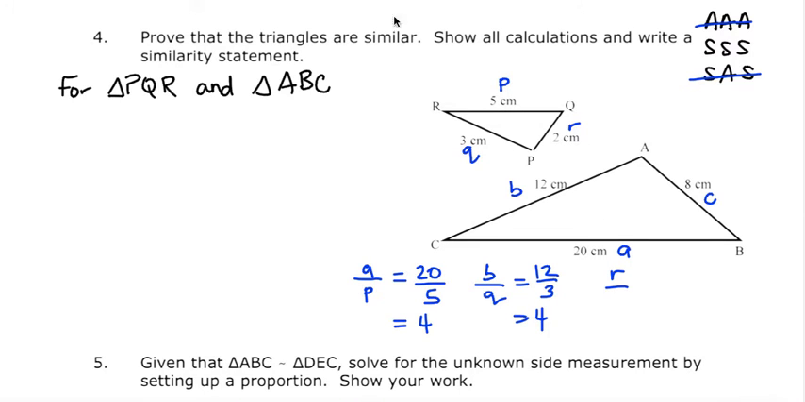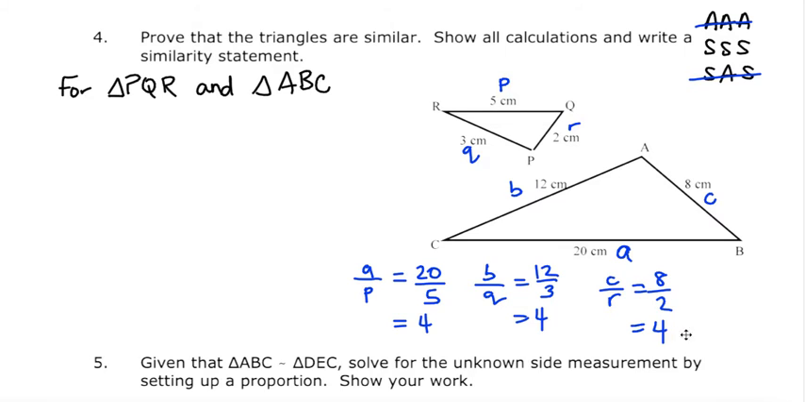Actually, I want C on top. I've got to stick with the same pattern I developed. So C over R, my two smaller sides now. So C is 8, R is 2, and 8 divided by 2 is 4. So all three of these sides have the same proportion. So this triangle ABC is 4 times larger than PQR.